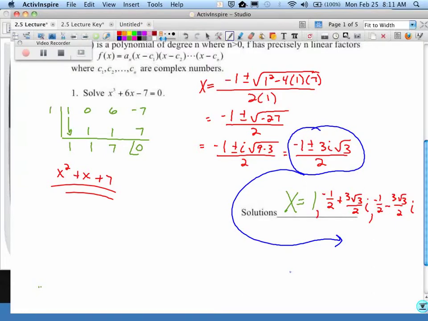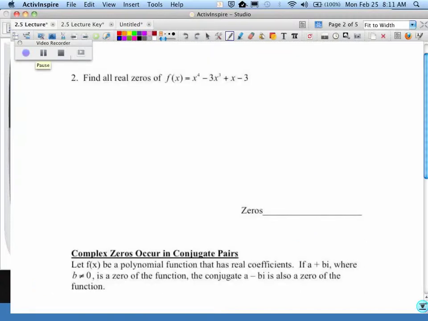Find all the real zeros. This is a 4th degree polynomial, so how many should we find? We should find 4 zeros. Now, what you have to understand about a U-shaped graph.